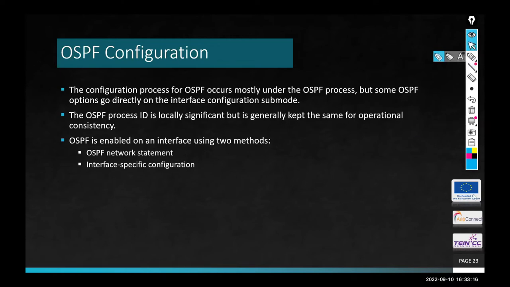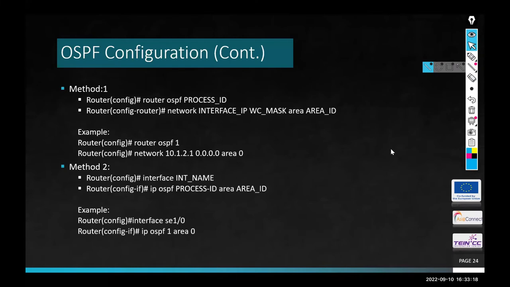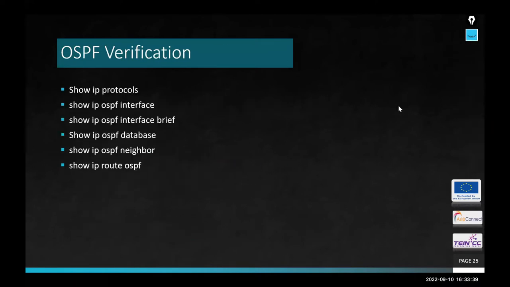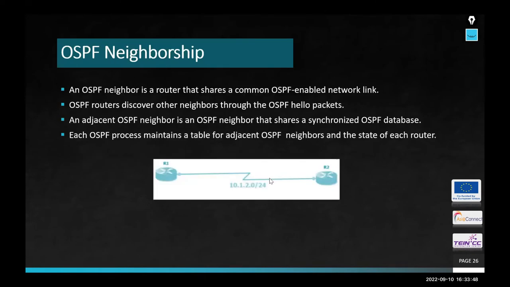We'll check it in our lab. This is the configuration as I discussed here: router OSPF process ID, then the network, interface, and wildcard mask. For the second method, you configure OSPF under the interface this way. For verification, we can use show ip protocols and show ip ospf interface. We'll discuss this more later, so I can skip it.